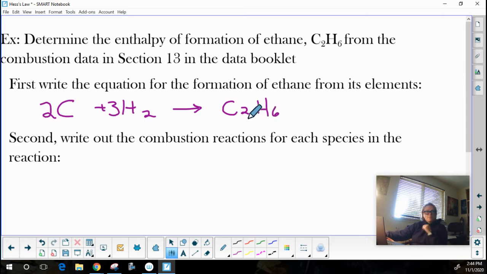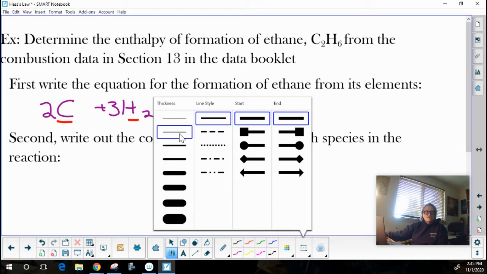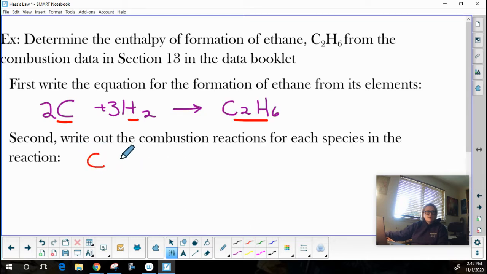So there's step 1. So the next thing I'm going to do is write out the combustion reactions for all 3 of these species here, for carbon, for hydrogen, and for ethane. So to do that, I'm going to say, all right, combustion means I'm burning in oxygen. So I'm going to have C plus O2, and this is just going to be forming my carbon dioxide gas. That's reaction number 1. Then I've got hydrogen, and if it's also going to react with oxygen, it's going to make some water.